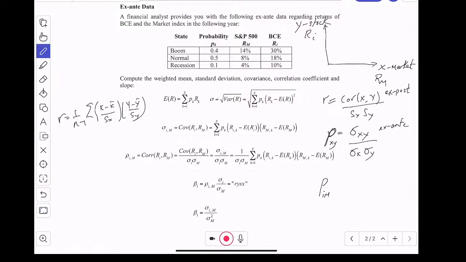So when X and Y are M and I, I put the I first, IM. And then the covariance would look like IM, and the two standard deviations would be sigma I, sigma M. So this is for finance notation. Okay, so I'm just doing the translation. This is like Google Translate.